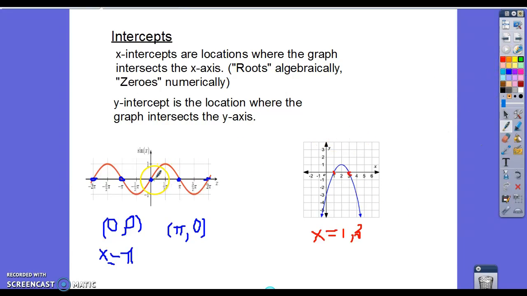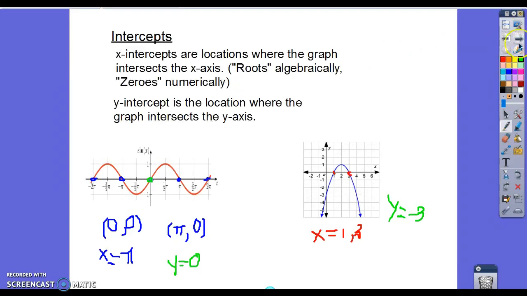Okay. Now let's look at the y-intercepts. And now, there's only one for this sine curve, and it's going to be right at (0, 0) again. So the intercept here is y is equal to 0. For this one over here, it's y is equal to negative 3. Okay. Hopefully that's pretty clear. I think that's about all we're going to cover.